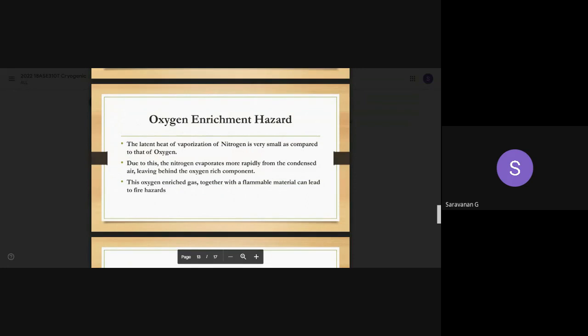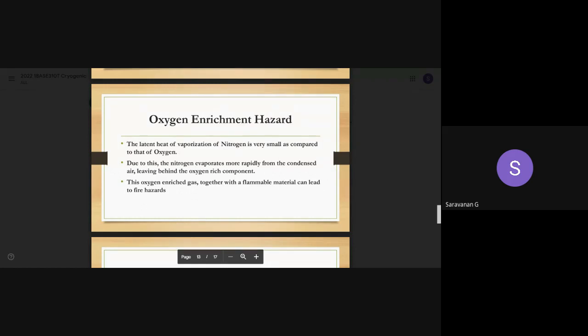Similarly, the latent heat of vaporization of nitrogen is very small compared to that of oxygen. So the nitrogen will evaporate rapidly, condensing the air. But what will happen? The oxygen will be left as the rich component. The availability of oxygen is more because of the loss of nitrogen in the entire system of the air atmospheric condition of the fluids available in the system. When this oxygen-enriched gas reacts with a flammable material, it will cause fire hazards. So that is the case.